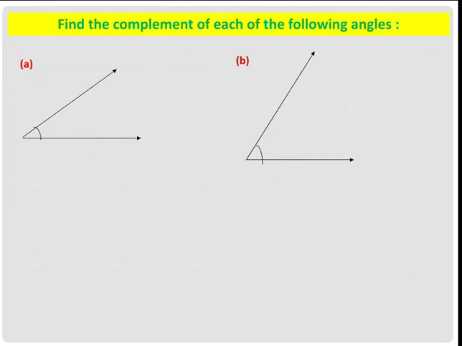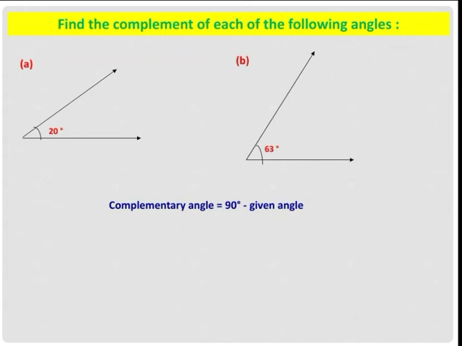Find the complement of each of the following angles. One angle is given as 20 degree. One is given as 63 degree. Now we already learned what complementary angles are. Complementary angles means the addition of two angles is 90 degree.